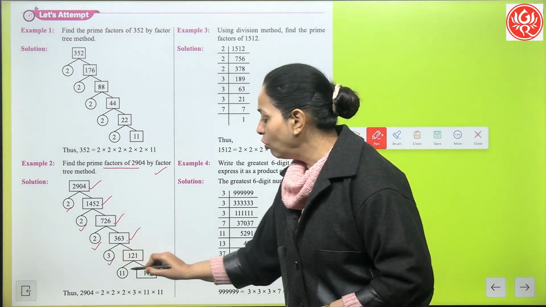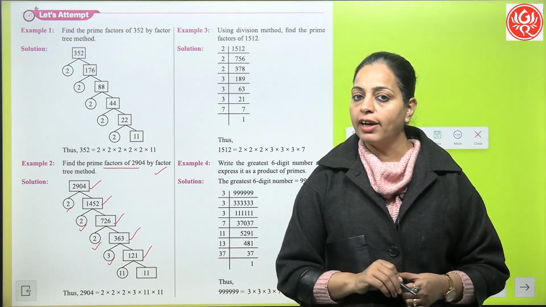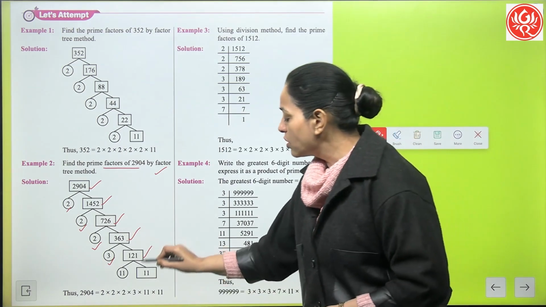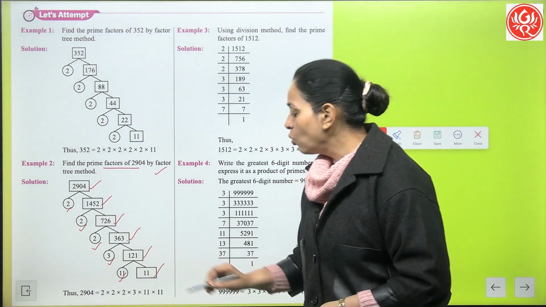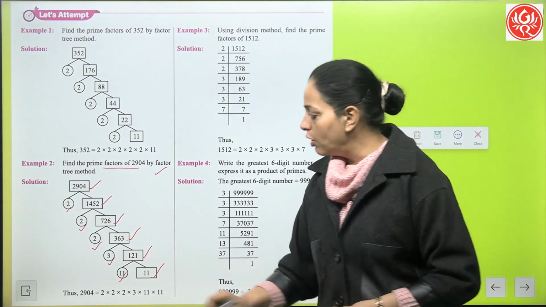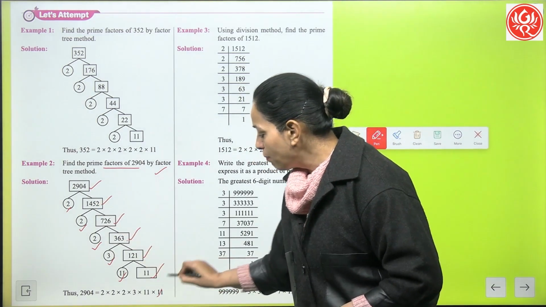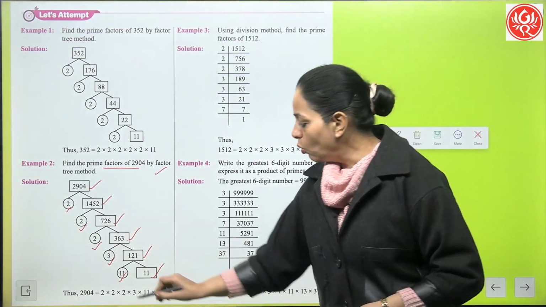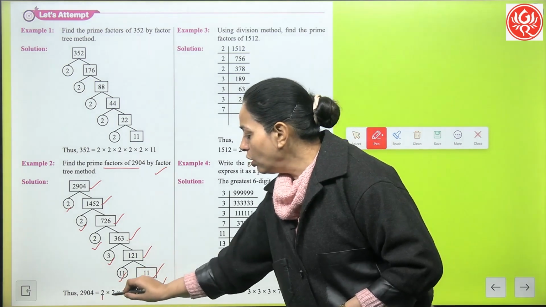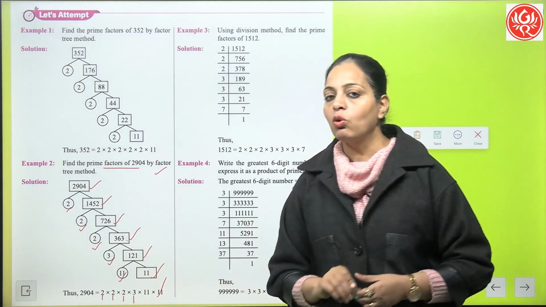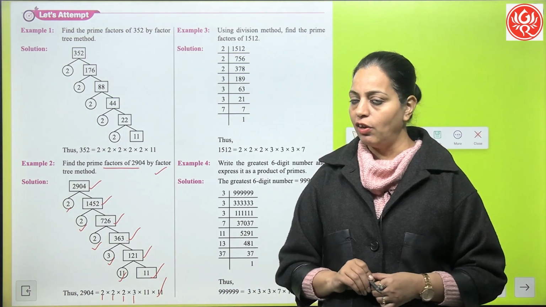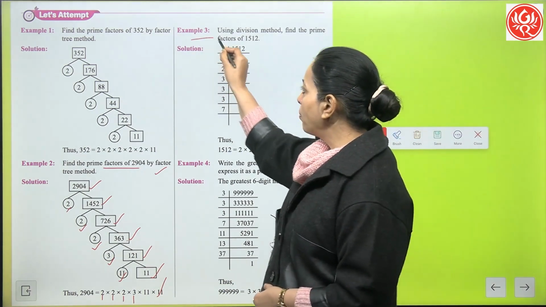Now divide by 3. 3 into 121. Now this is divisible by 11. So 11 into 11. So write all these prime factors. So you will get 2 into 2 into 2 into 3 into 11 into 11. Okay. Now come to example 3.